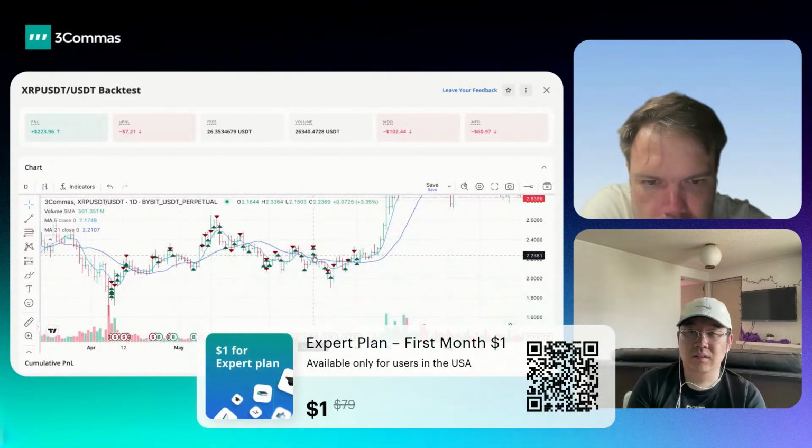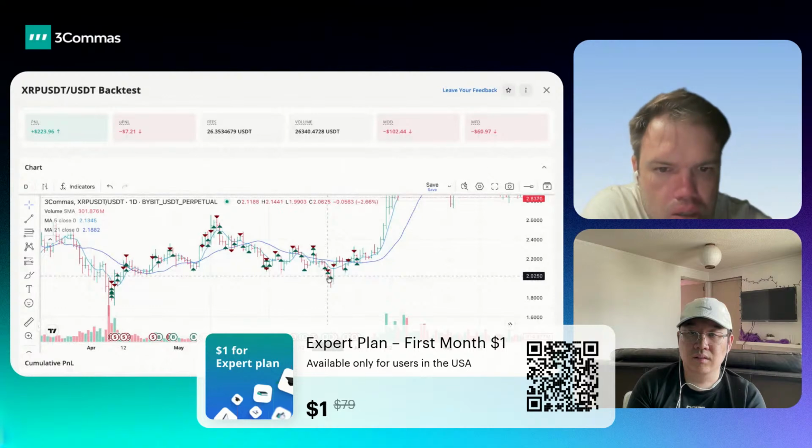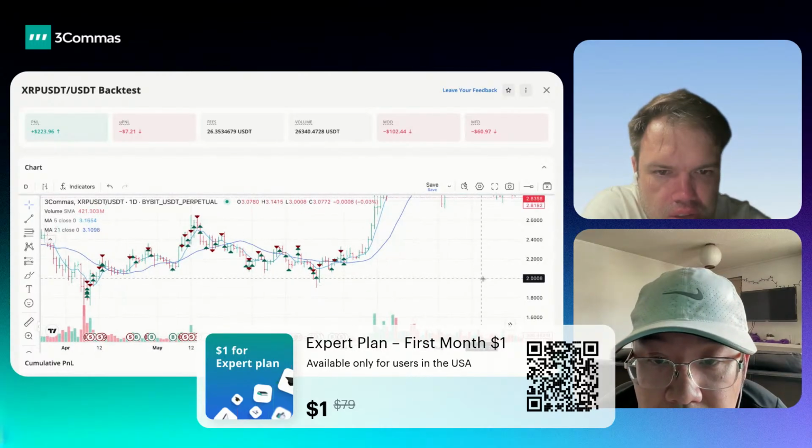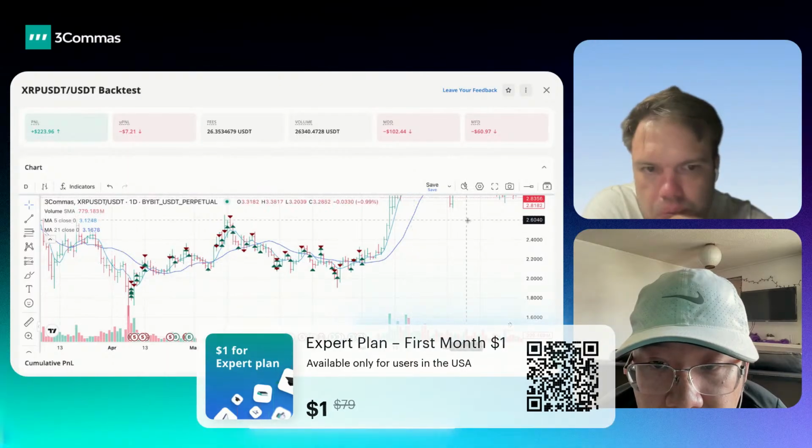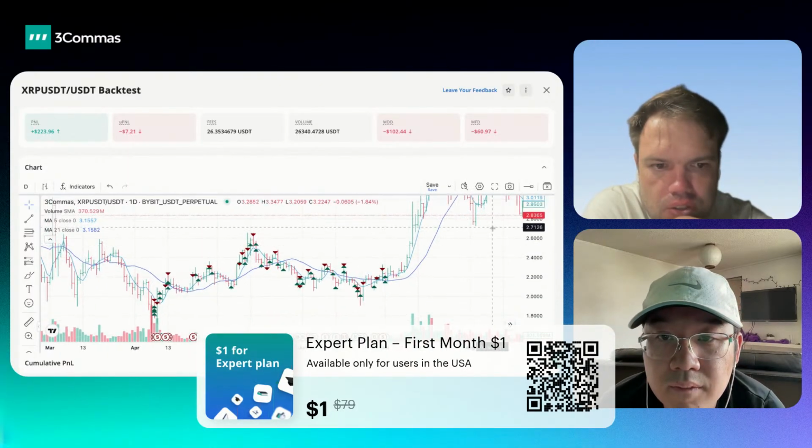Here we went too early. So this is a stop loss that we hit. Why did we do it? Because it was a drop longer than we expected. It's fine. I'm fine with it. I don't want to tweak anything.